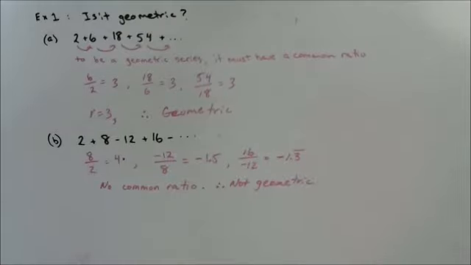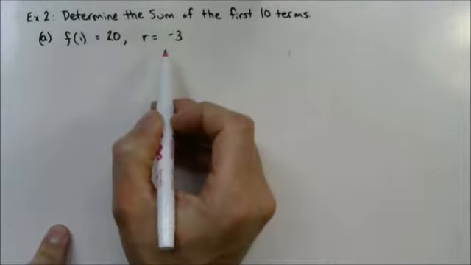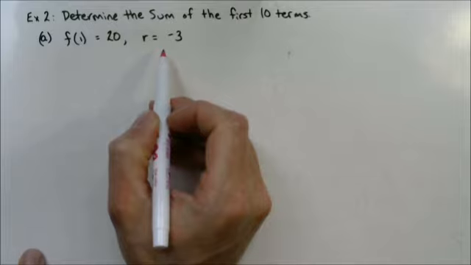Okay, you're simply looking for a common ratio. If it's there, it must be geometric. If it's not there, it can't be geometric. In example 2, we're asked to determine the sum of the first 10 terms, and they've given us the first term, and they've given us the common ratio.